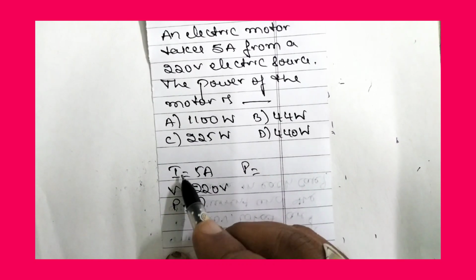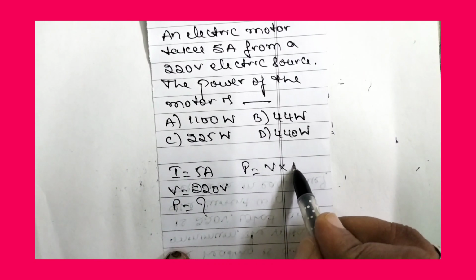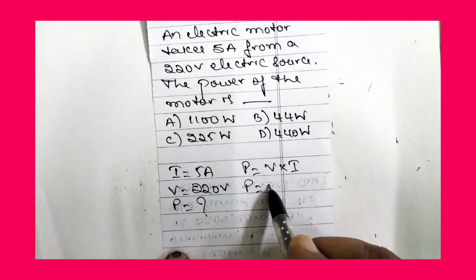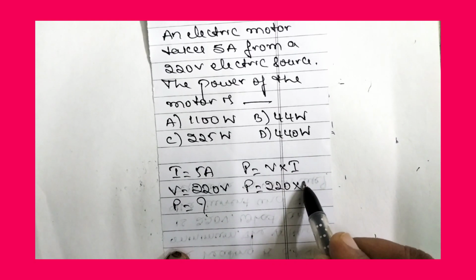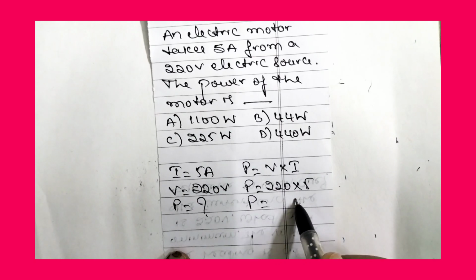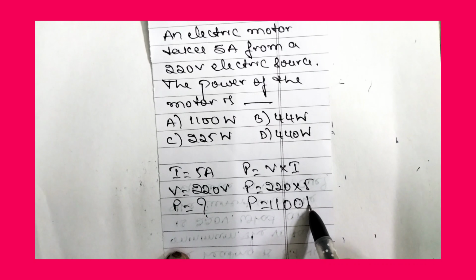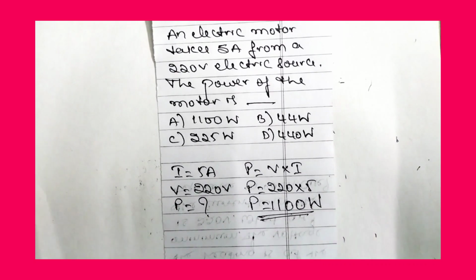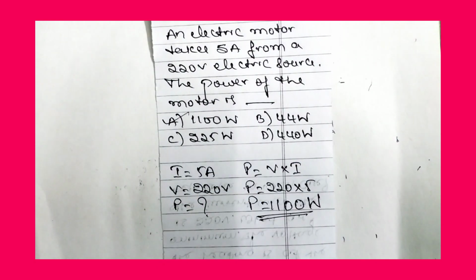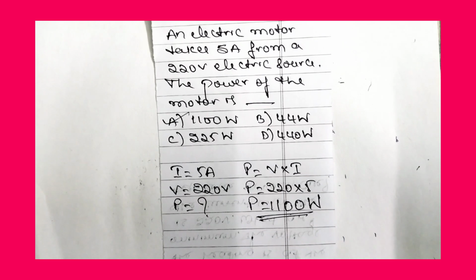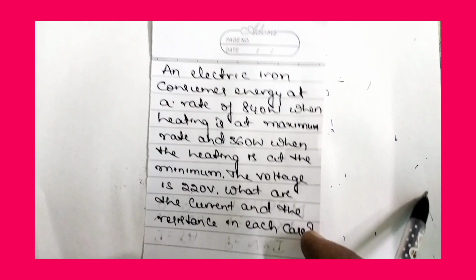So what is the relation for these three? P is equal to V into I. P is equal to 220 into 5. So 5 zeros are 0, 5 twos are 10, 5 twos are 10 plus 1, 11. So power is equal to 1100 watt. Therefore the right answer is option A, 1100 watt. So like this we have to calculate the power of the electric motor. Now let us move to the next question.